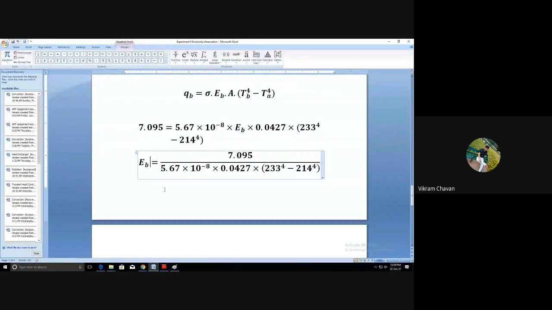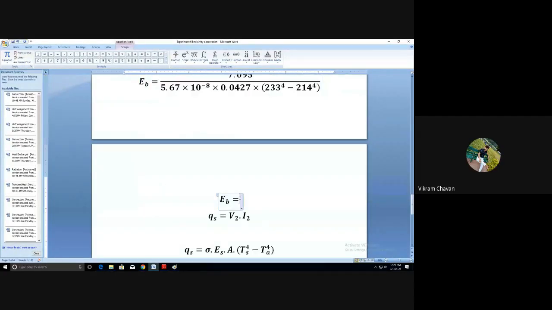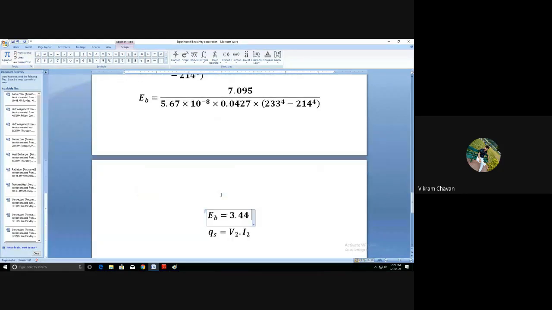Now do the calculation and let me know your answer. 3.44, emissive power of a black body, right? Yes, sir. So emissive power of a black body is equal to 3.44. Please check whether others are also getting the same answer or not. Emissive power of a black body, so it will be watt per meter square.